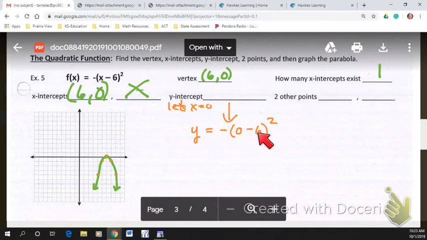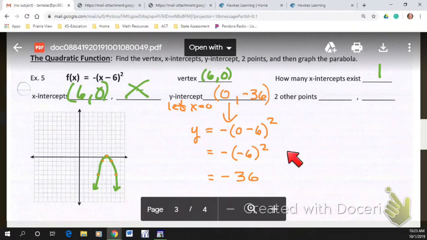What is 0 minus 6? Right now I have a negative sign out front, and then I have a negative sign squared. That means I have 3 negative signs altogether, so my answer is going to come out negative. Negative 6 times negative 6 is positive 36. Put that extra negative, so the y-intercept is at (0, -36). Glad I didn't try to graph it. It's clear down there at (0, -36). See if that makes sense to you.